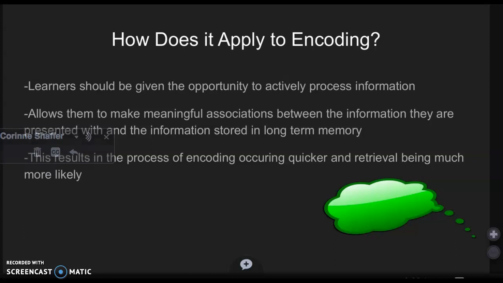Organization applies to encoding because in order for information to be categorized in the correct place, learners must be given the opportunity to actively process the information. So this is when a teacher will stop and allow students time to just reflect on the information on their own. So this allows them to make meaningful associations between the information they are presented with and the information being stored in long-term memory. And this is really important because the information will become categorized, and then retrieval will be much more accurate when it occurs, and the process of encoding occurs much more effectively.